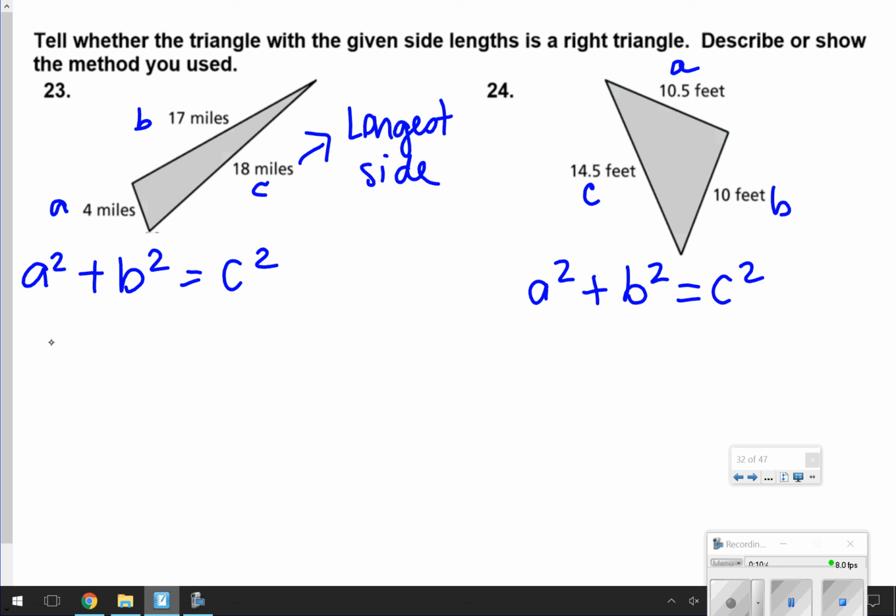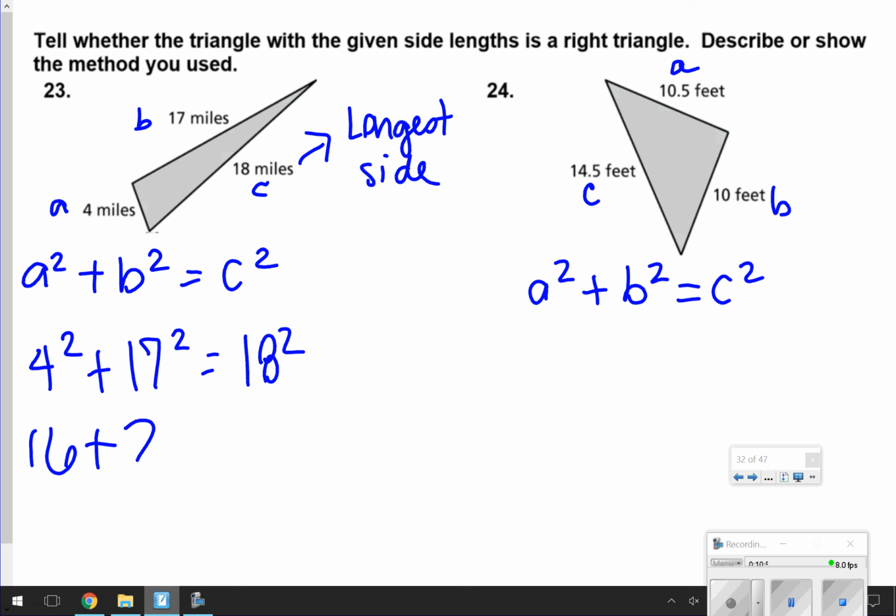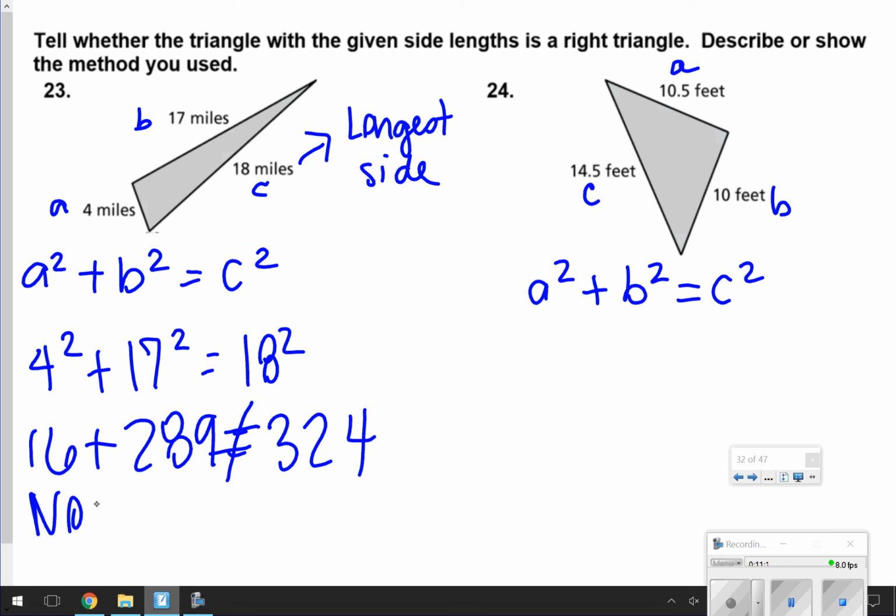Here we go. a squared is going to be 4 squared, b squared is 17 squared, and then c squared is 18 squared. 4 squared is 16. 17 squared is 289. And 18 squared is 324. If this is going to be correct, 16 plus 289 equals 324. It doesn't look like it does, so I'm just going to put this line through it and say, nope, that is not equal. And then I would just write no, because a squared plus b squared doesn't equal c squared.